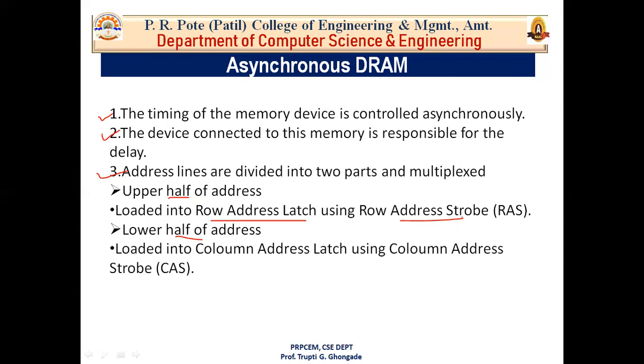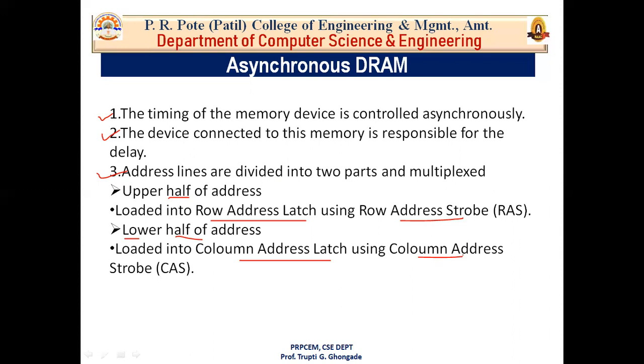After that, whatever address is there in the address bus, the lower half of the address is taken and loaded into the column address latch using the column address strobe signal. So the address lines are divided into two parts and they are multiplexed. The upper half of the address deals with the rows and the lower half deals with the columns.